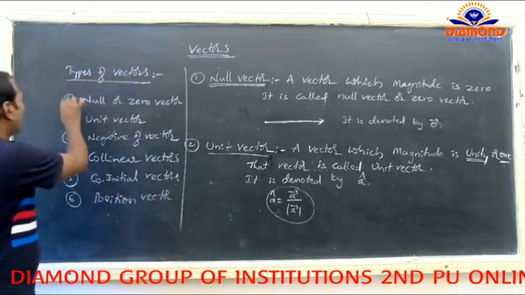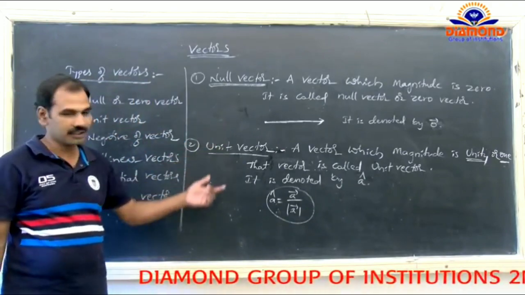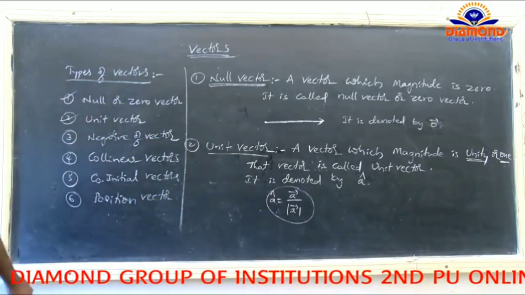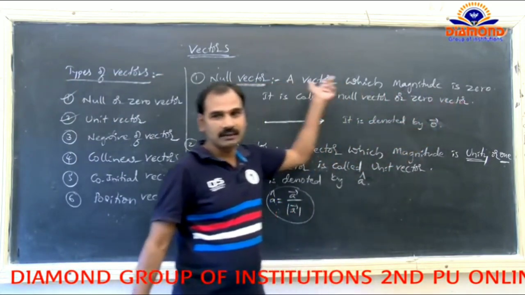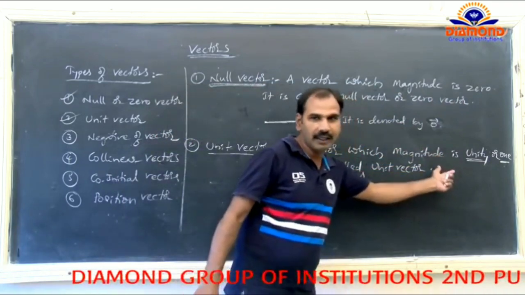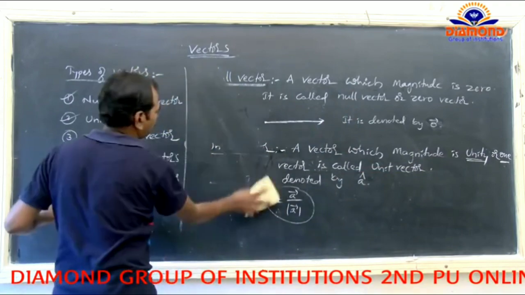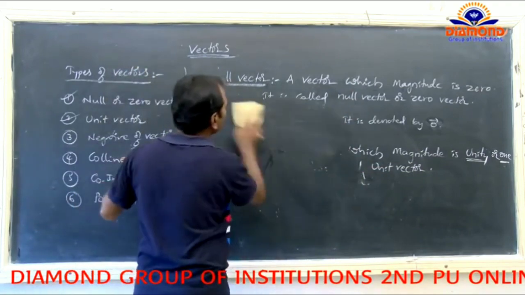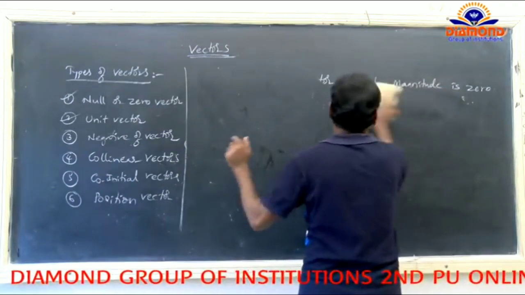Next, null vector okay, unit vector okay. Negative of a vector is the next discussion, continuation. Okay, which vector's magnitude is 0? It is the zero vector. Which vector's magnitude is 1? It is the unit vector length. So simple.